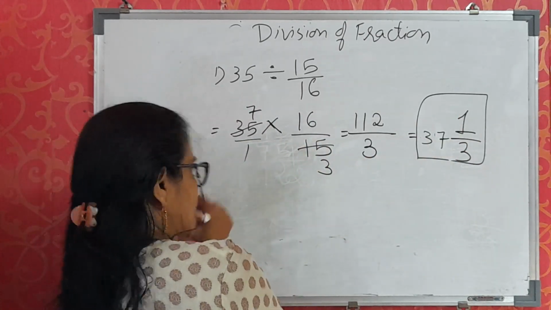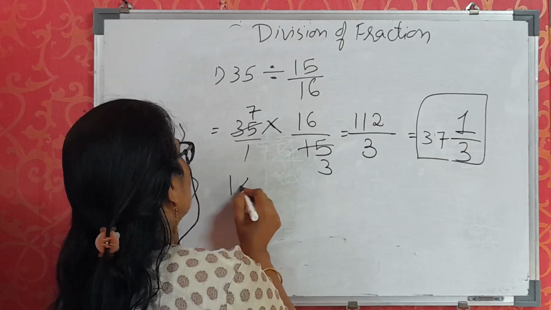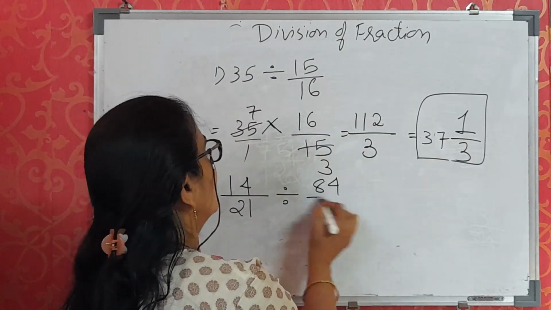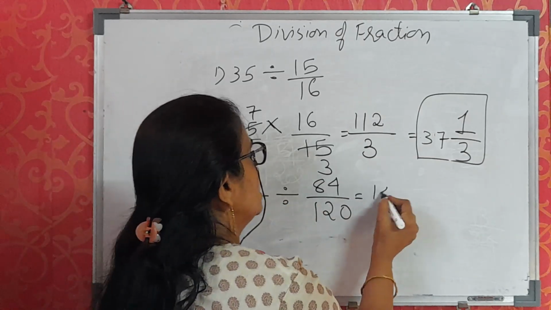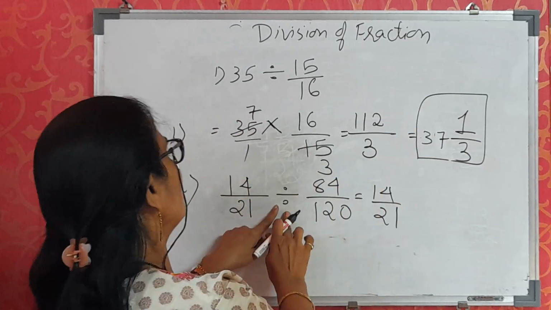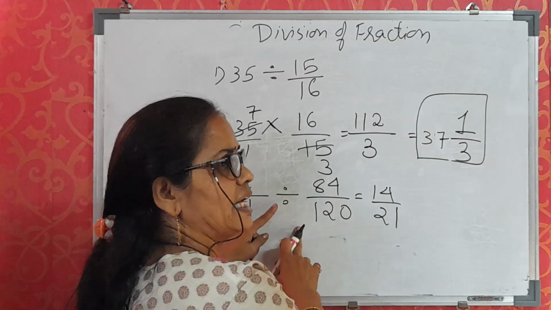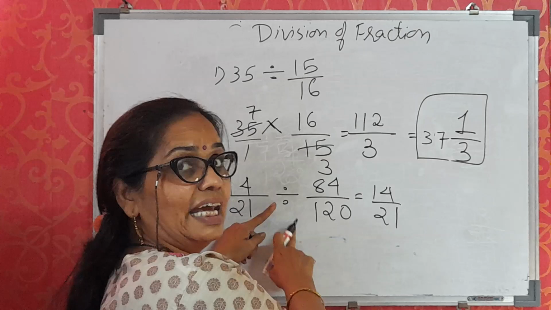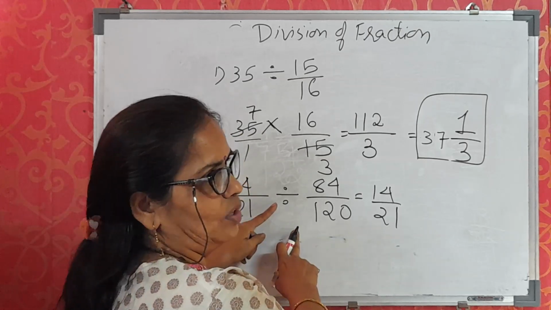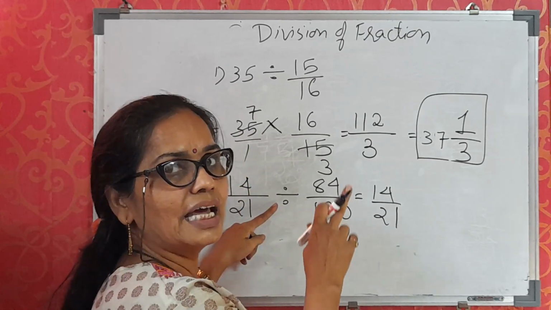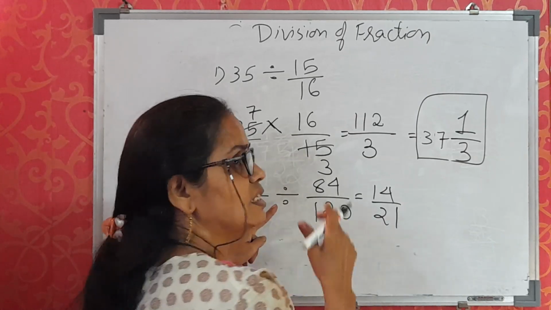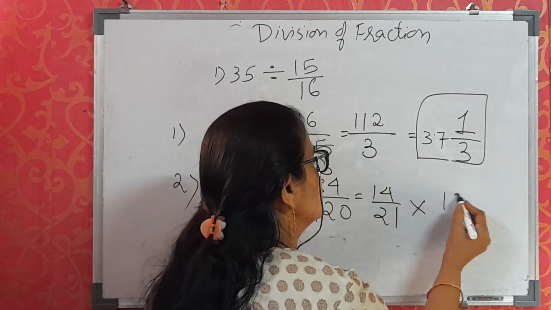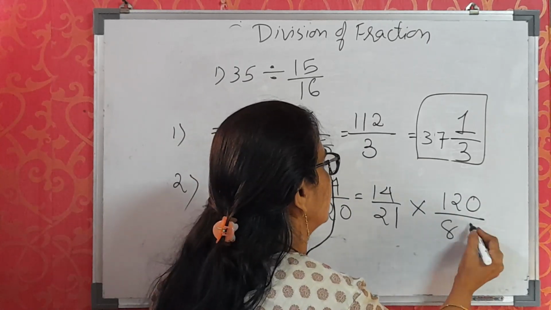Now look at the second example. Suppose the sum is 14 upon 21 divided by 84 upon 120. See, for the multiplicative inverse, children make a mistake. They do the multiplicative inverse, but instead of the multiplication sign, they write the division sign only. In this step they lose their marks. So when we say multiplicative inverse, this sign will be multiplication. Inverse means 120 upon 84.